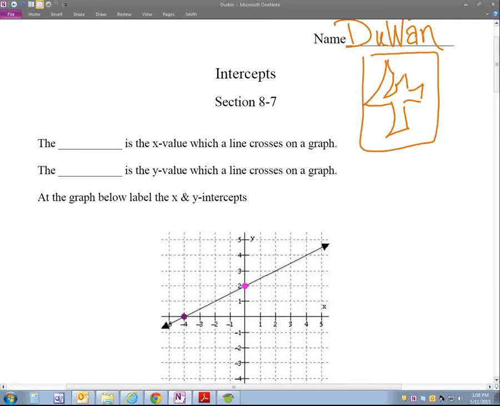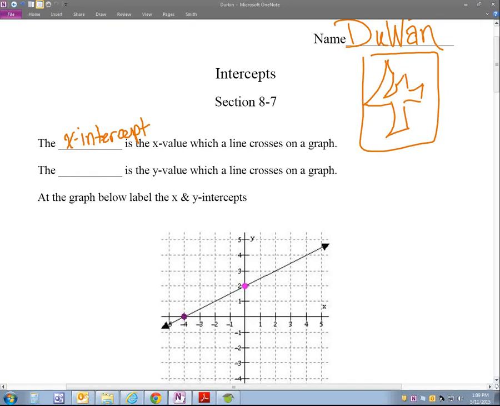So intercepts. The blank is the X value, which a line crosses on the graph. So the blank is the X-intercept. The X-intercept is the X value.